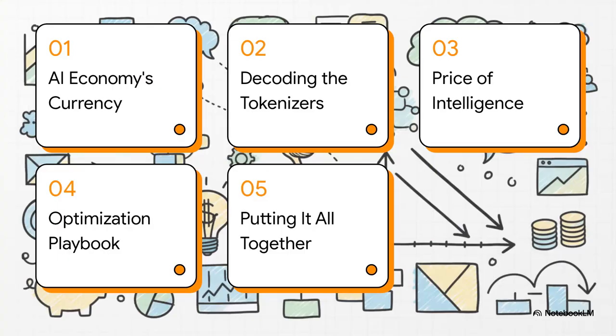So here's our game plan. First, we'll get a solid grip on what a token even is. Then, we'll pop the hood and see how they're actually made by tokenizers. After that, we'll talk about the price tag, what really drives the cost. And then the best part, the playbook for actually controlling those costs. Finally, we'll put it all into practice with a real-world example.